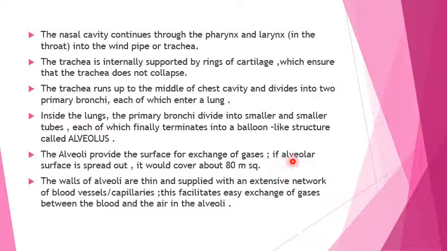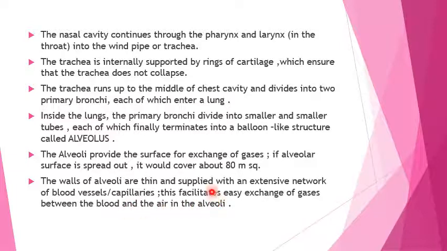If the alveolar surface is spread out, it would cover about 80 meters square. So that is a large surface area, which is considered the main feature of the respiratory organ. The walls of alveoli are thin and supplied with an extensive network of blood vessels and capillaries. This facilitates easy exchange of gases between the blood and air in the alveoli.